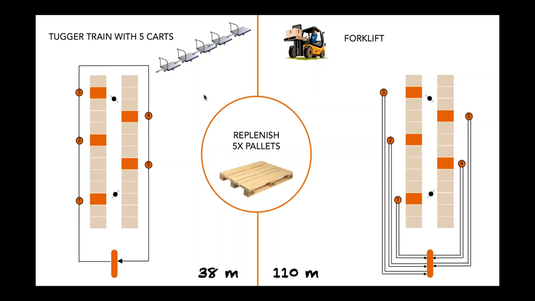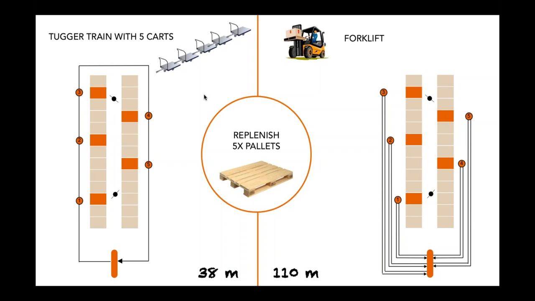As you can see in the forklift case, you need to supply or replenish every pallet one by one. So you go there with the full pallet and you take the empty pallet with you back. So you need to do this trip five times. If you look at the left, where we have the tugger train solution with five carts, we can actually do this replenishment in one route because we can transport five pallets at the same time.